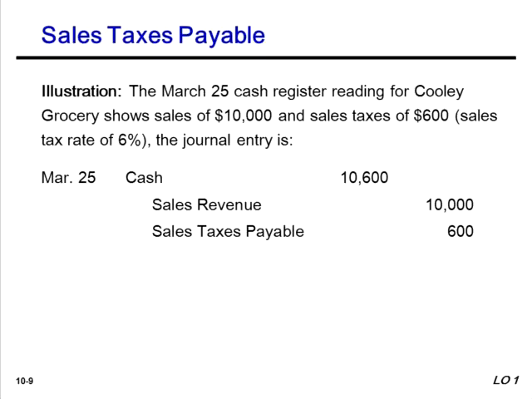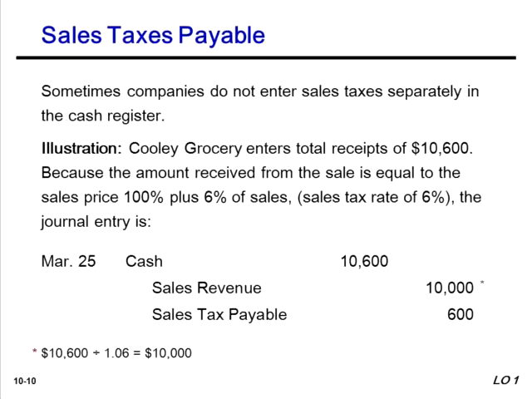That sales tax payable account for $600 signifies the fact that Cooley is going to have to remit that $600 to the state. So they owe that money to the state. So when they actually disperse it to the state, they would debit sales tax payable and credit cash for $600.